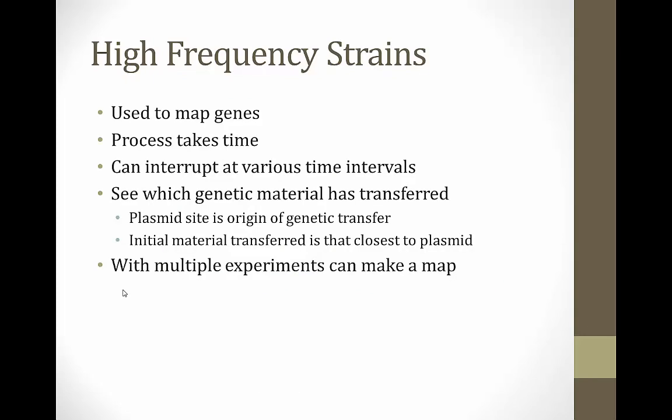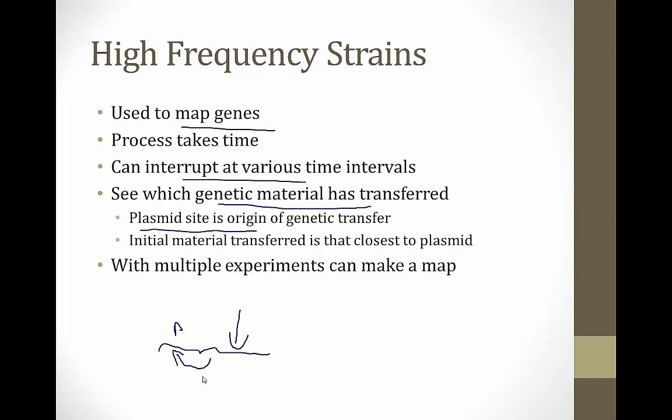So the reason this matters is because we can use it to map genes. It takes time for conjugation to transfer the plasmid and the entire gene from a high-frequency strain to another one, and we can interrupt it at various points in time. And then we can see which genetic material has transferred. So what generally happens is the plasmid is the site of origin for genetic material. So the plasmid gets transferred and it drags along portions of the bacterial gene along with it. So we can interrupt that process. And for example, if we see the plasmid portion right here has been transferred and then we see a gene for antibiotic resistance, we know that that gene for antibiotic resistance must be very close to the plasmid insertion site.